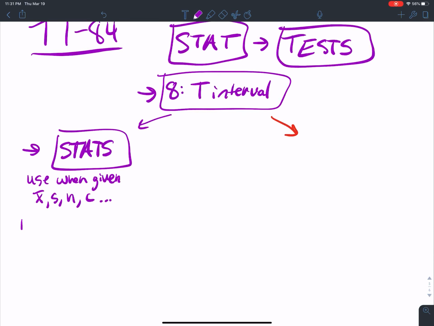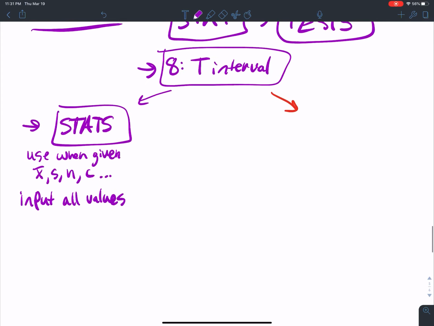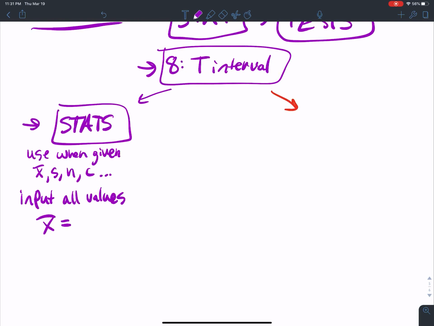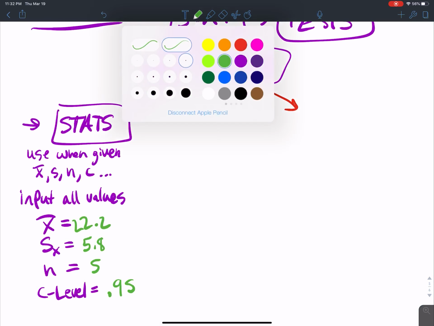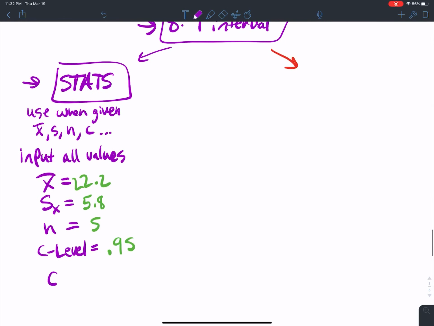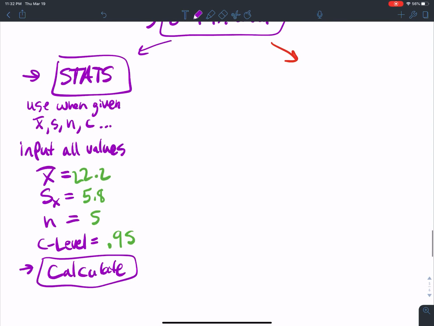So once you hit stats, you're going to input all values, all the information that I just told you. It's going to say x bar equals, Sx equals, n equals, C-level. And so what am I going to do? I'm going to type in those values, 22.2. I'm going to type in 5.8. I'm going to type in 5 for n and 0.95 for my C-level. Then I'm going to hit the calculate button. Okay, I hit the calculate button. And so at that point, it spits out my answer.